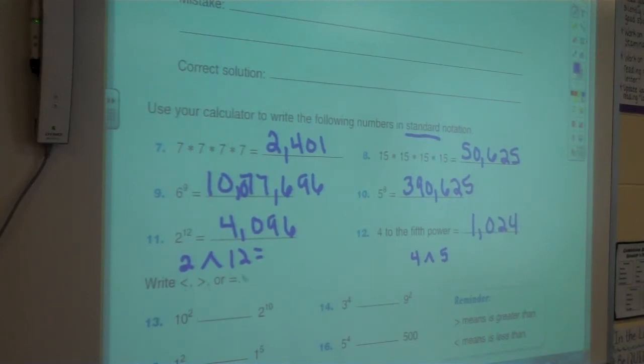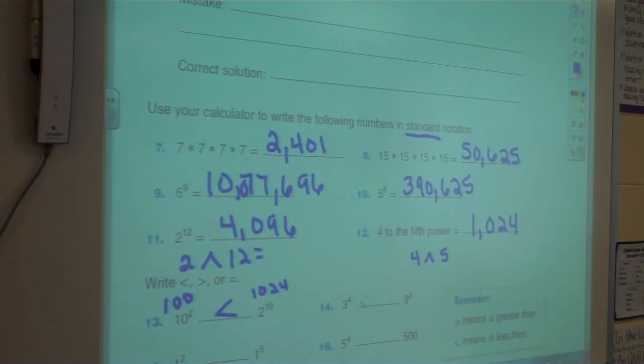Now, less than, greater than, equal. So you'll have to maybe figure out both. 10 squared versus 2 to the 10th. What's 10 squared equal to, Calvin? 100. And 2 to the 10th. Do you have that one? Can you figure that out for us? Think it'll be more than 100? Yes. 1,024. So you should have 10 squared is less than 2 to the 10th.